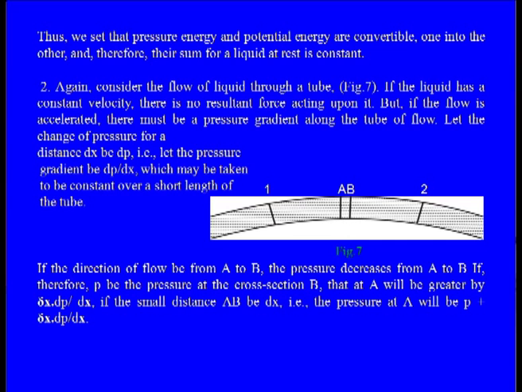If, therefore, P is the pressure at the cross section B, then at A it will be greater by delta x into dp by dx. If the small distance A to B is delta x, the pressure at A will be P plus delta x into dp by dx.